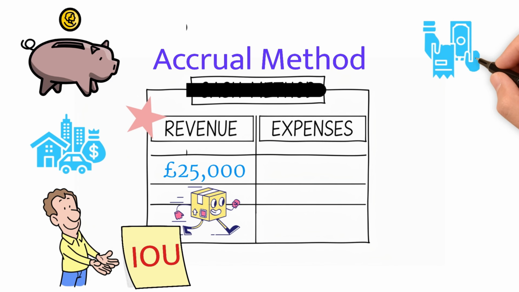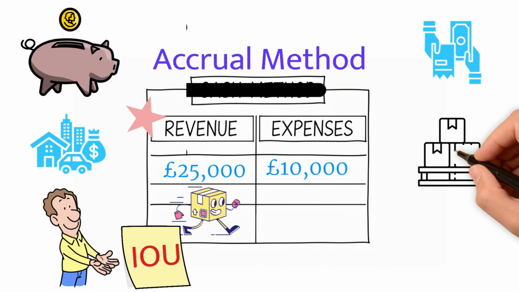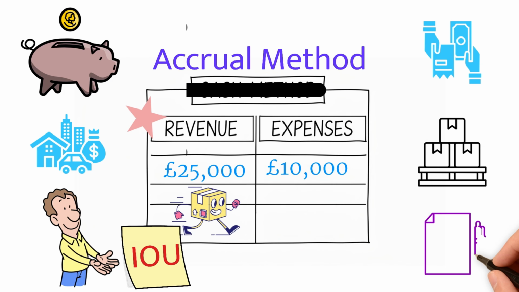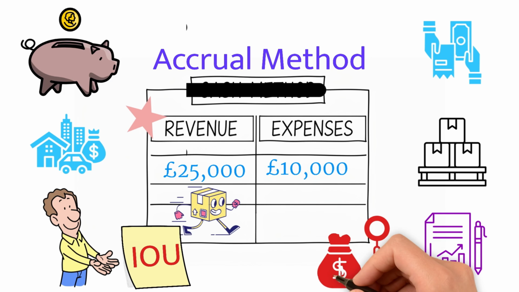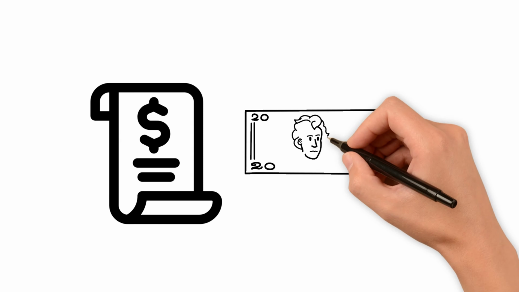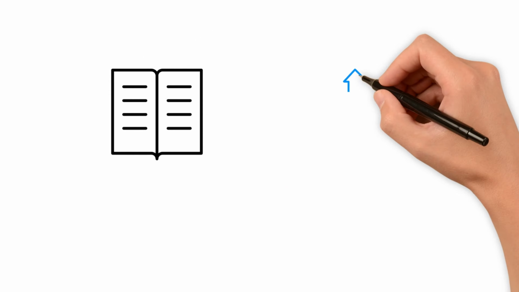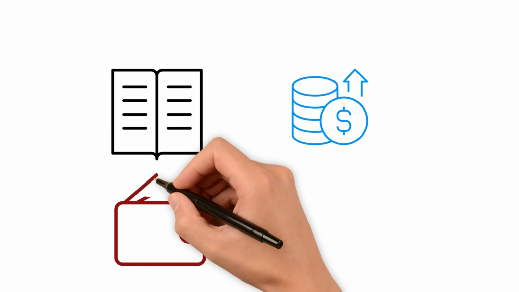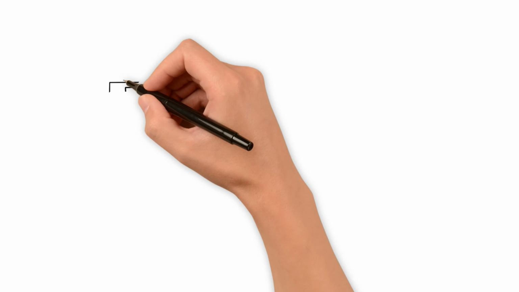Expenses. You incurred the £10,000 cost for materials in December when they arrived, so you record a £10,000 expense. That money you owe your supplier is a liability called accounts payable. It's a bill you know you have to pay. Under the accrual method, your December financials show £25,000 in revenue, £10,000 in expenses, and a true profit of £15,000.